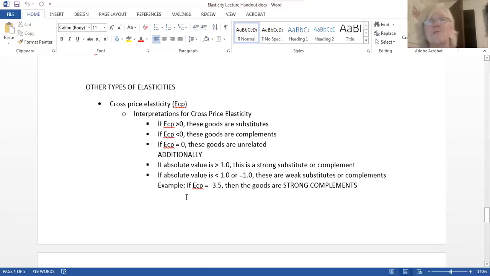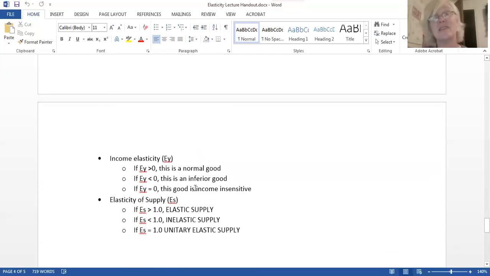Students sometimes learn this new tool about elastic, inelastic, and unitary, and they try to apply it everywhere. It does not apply to cross price. Same thing with income. Do not use the words inelastic, elastic, or unitary when describing income elasticities. We're simply looking at normal or inferior.